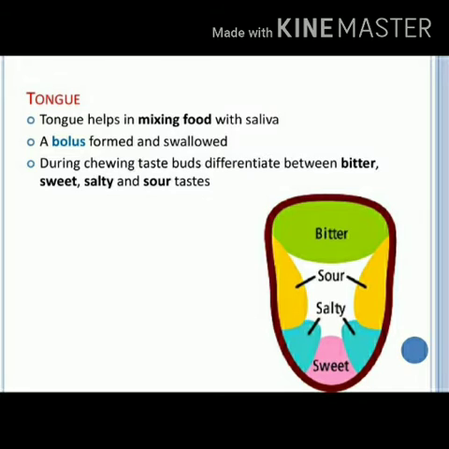Next is the tongue. The floor of the buccal cavity, or mouth, is the tongue. The main function of the tongue is to help in mixing food with saliva, which is secreted by our salivary glands, and we will discuss that later on. So first the tongue mixes the food with the saliva. When you chew the food, that small ball is called a bolus, and then we can swallow this bolus. The tongue bears taste buds to taste the food. You can see in the diagram the position of the taste buds: bitter, sour, salty and sweet.